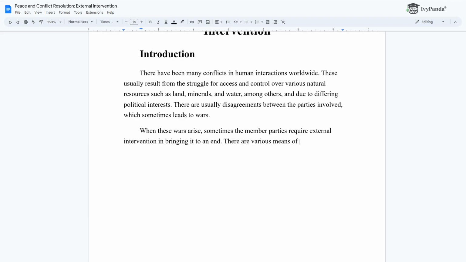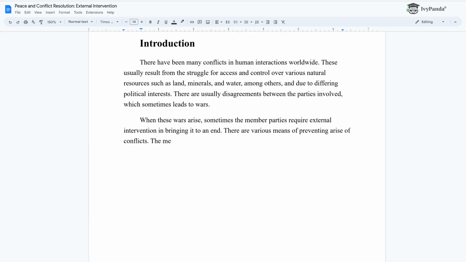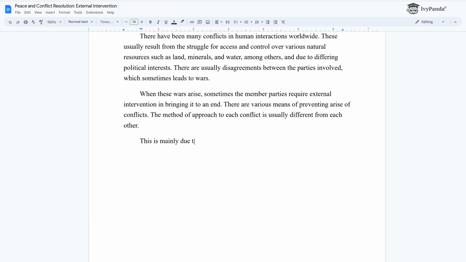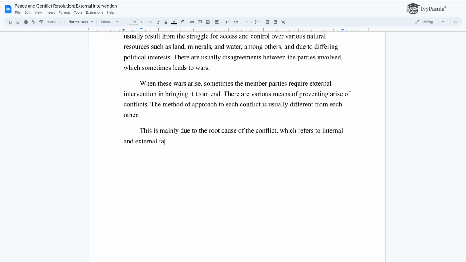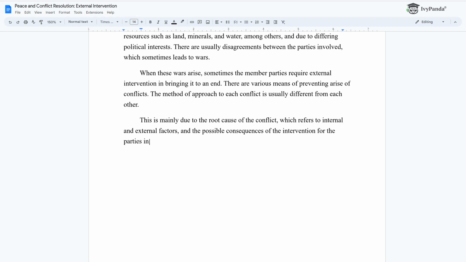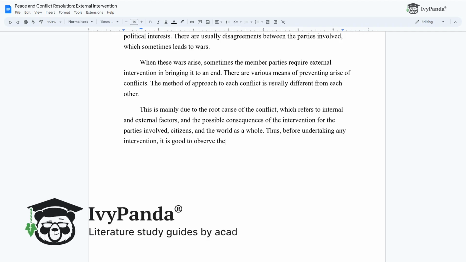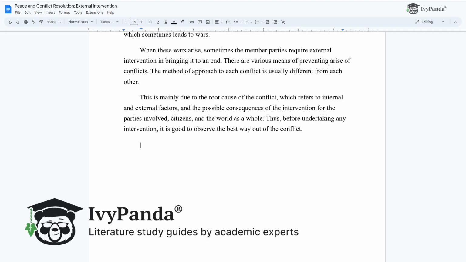There are various means of preventing a rise of conflicts. The method of approach to each conflict is usually different from each other. This is mainly due to the root cause of the conflict, which refers to internal and external factors, and the possible consequences of the intervention for the parties involved, citizens, and the world as a whole. Thus, before undertaking any intervention, it is good to observe the best way out of the conflict.